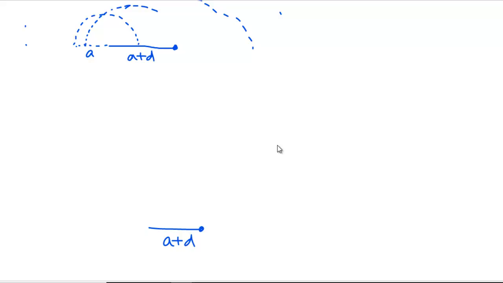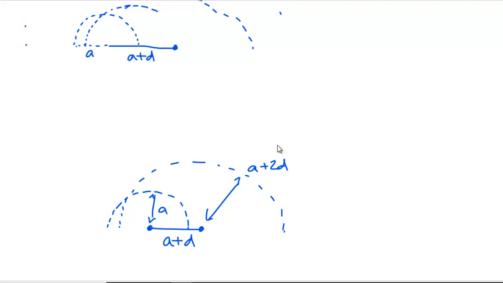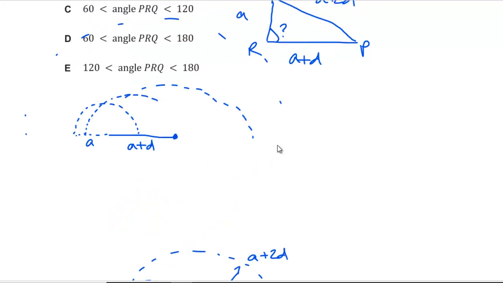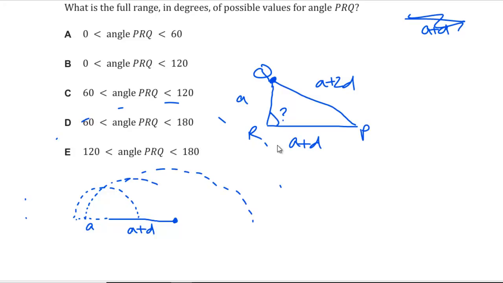From here, we say, right, there's some arc of values, which is going to be of radius A plus 2D. And then from here, we've got some other arc of values, which is going to be of radius A. And where these things intersect with each other is where we can get our value for Q, or our position for Q. So what situations is that going to lead to?